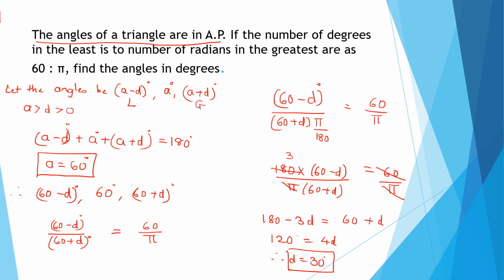Once you get d, you can find the angles. What will be your angles, children? I'm writing the angles. Angles will be how much? 60 minus 30, that is 30 degree. A is 60 degree and A plus d means 90 degree.